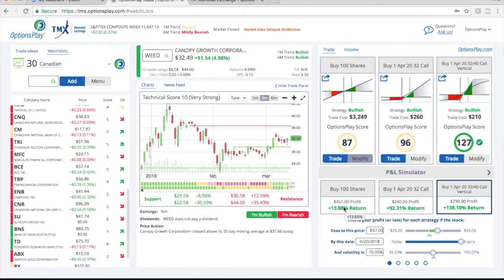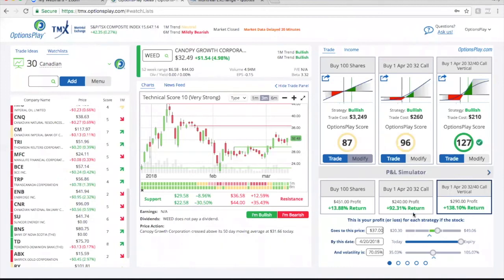So here, as you can see, if I bought the stock, I make about a 14% return. If I bought this call, I make a 92% return. And if I bought this call spread, or the vertical, I make a 138% return. Okay, so this allows you to very quickly decipher, based on your views on the underlying stock, how each one of these strategies will perform.